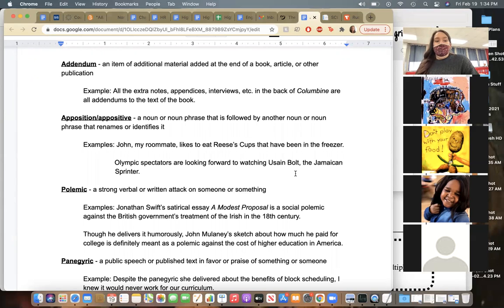Another example I have here, Olympic spectators are looking forward to watching Usain Bolt, the Jamaican sprinter. The Jamaican sprinter is going to be the appositive phrase there because it's renaming Usain Bolt. Talking about the same thing, just renaming it.